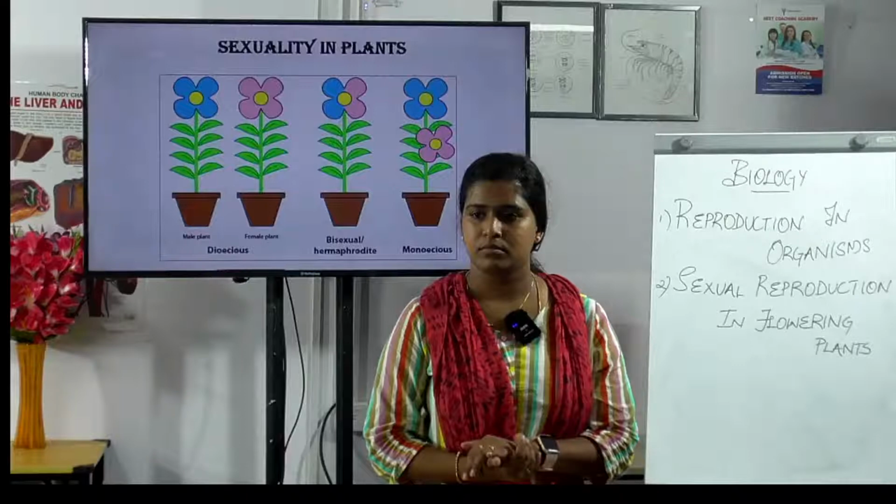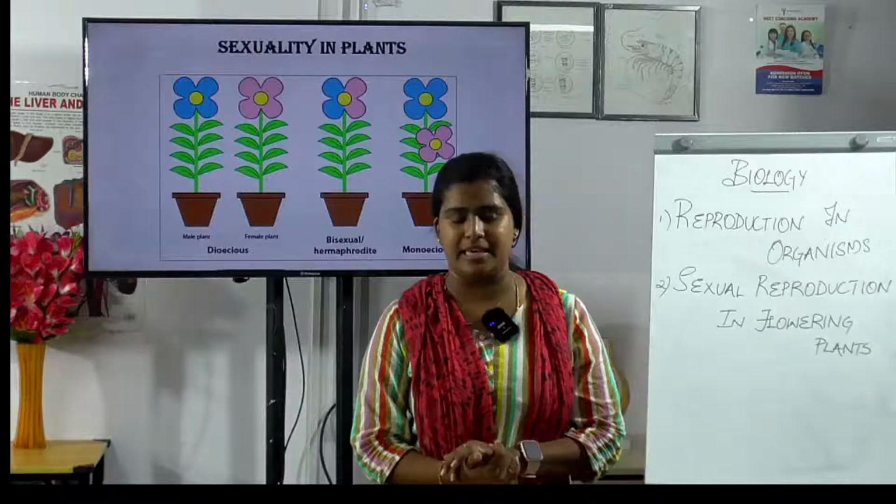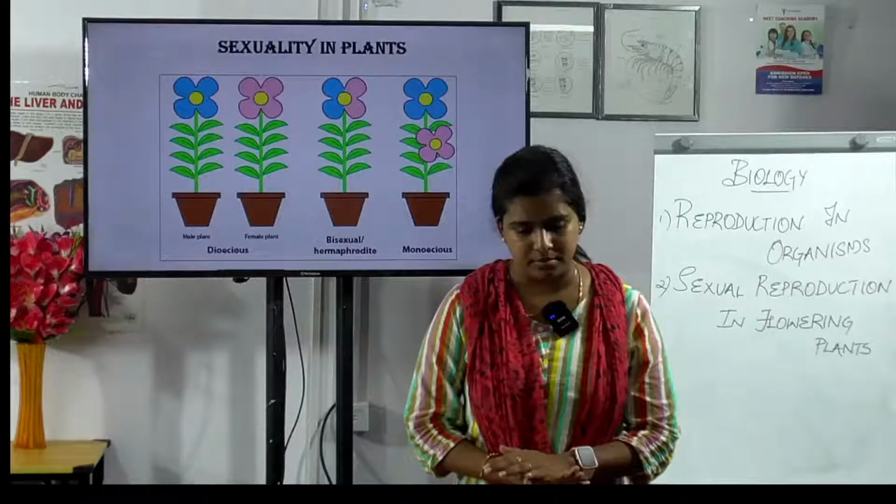In some organisms or plants, male and female are different, and these are called dioecious or heterothallic. An example of a dioecious plant is papaya. Now let us see sexual reproduction in animals.